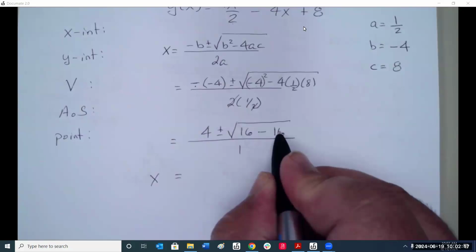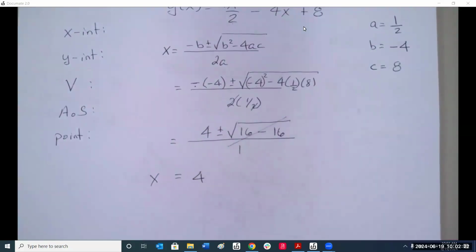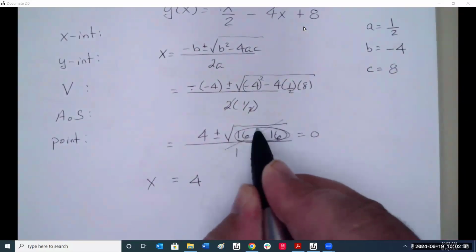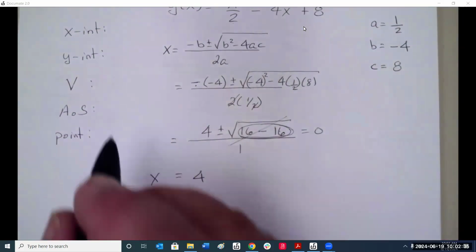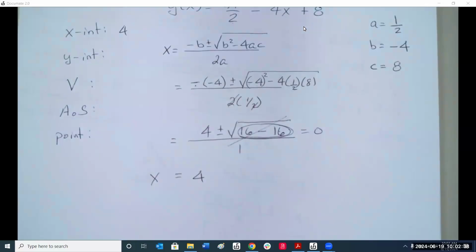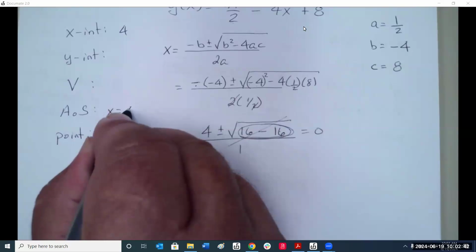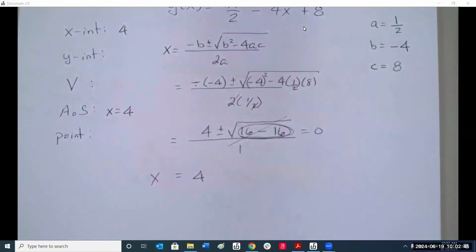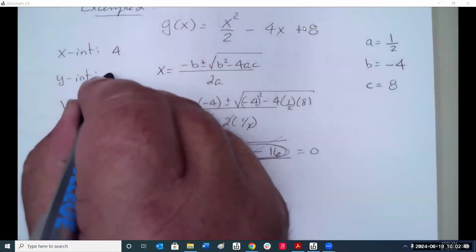16 minus 16 is 0. The square root of 0 is 0. So it's just x equals 4. Because the discriminant equals 0, we only have one intercept. It's at 4. So our axis of symmetry is also 4. The y-intercept is at 8.